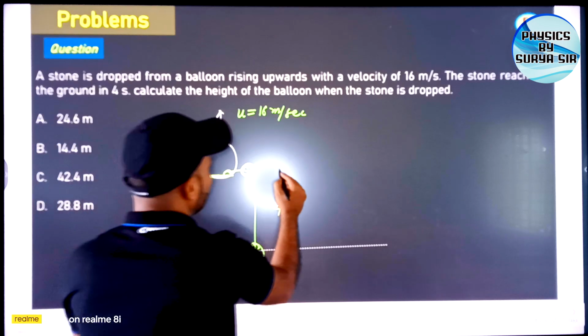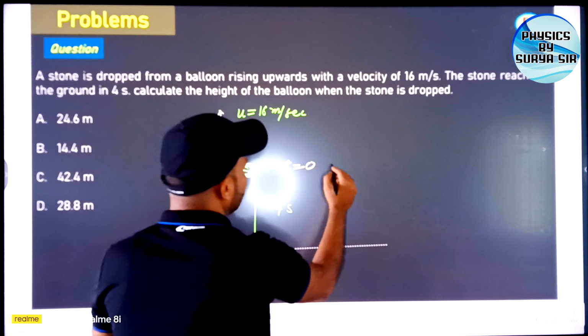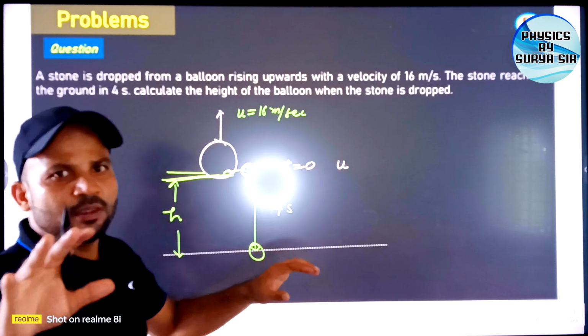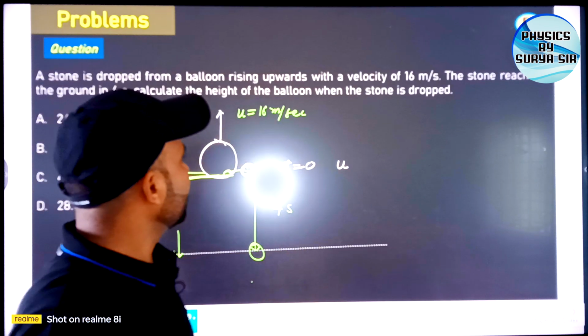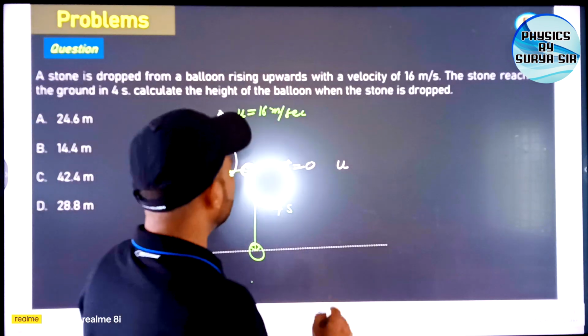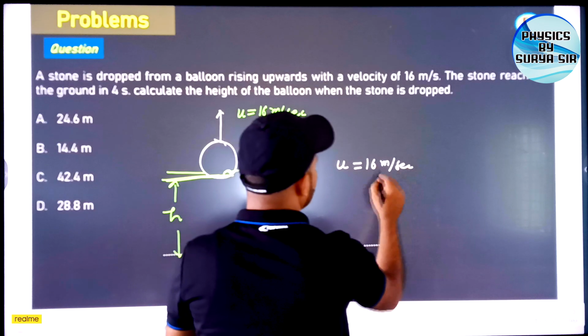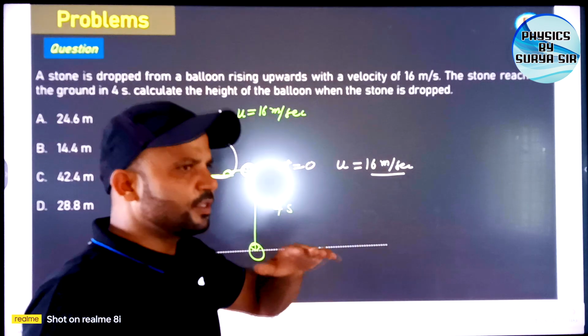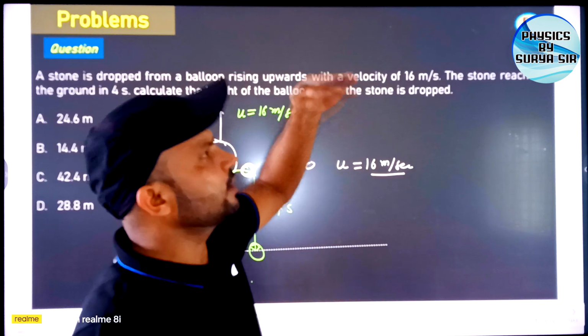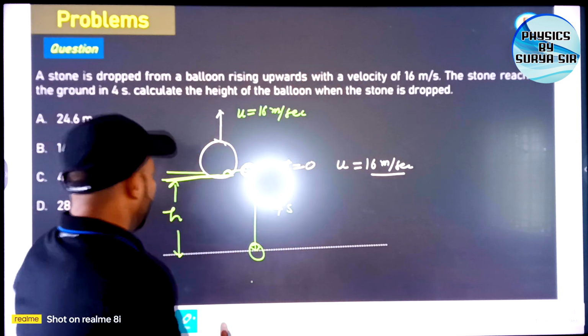When it is released, t is equal to 0. At t equal to 0, what will be its velocity? Its velocity will be the same as the velocity of the balloon, means u is equal to 16 meter per second. When the object is released, its initial velocity is 16 meter per second.